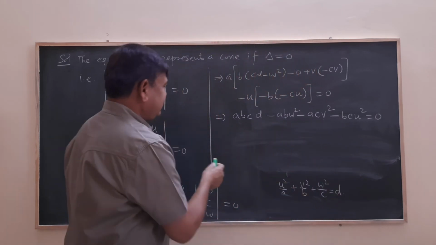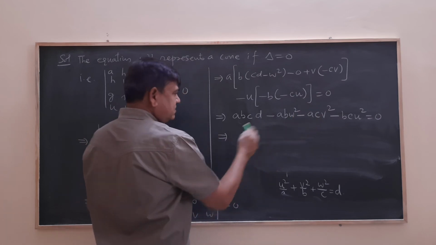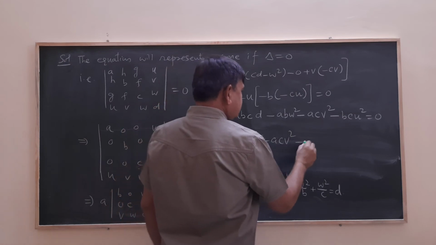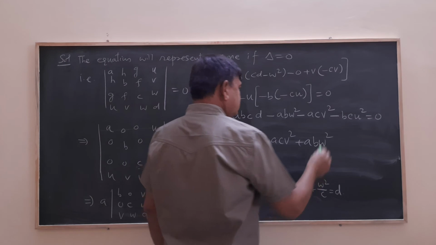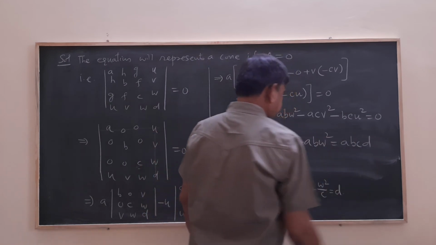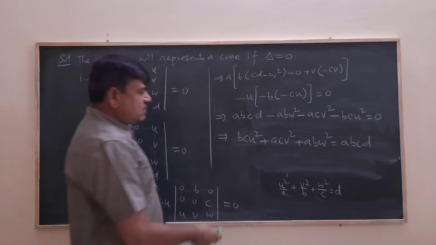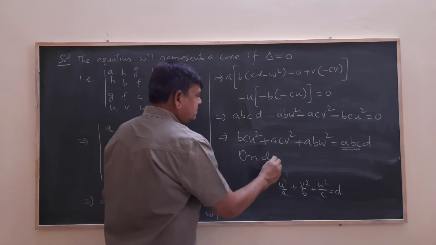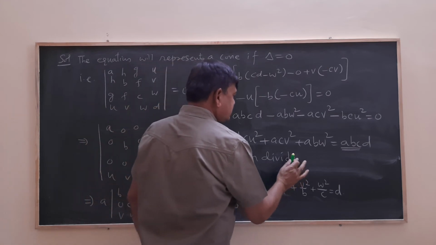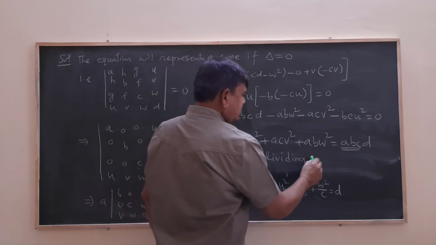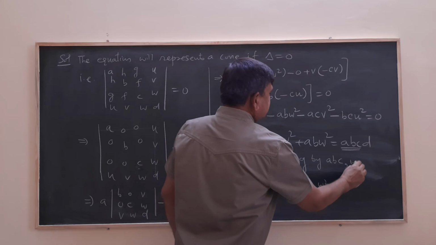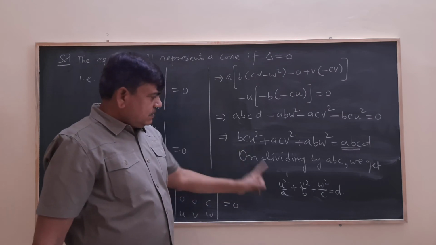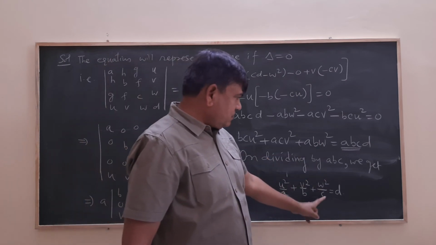So transpose the terms, that is BCU square plus ACV square plus ABW square equals ABC. Divide the whole by ABC. Then we find, dividing by ABC, U square upon A, V square upon B, W square upon C.